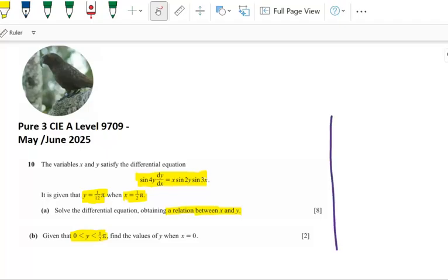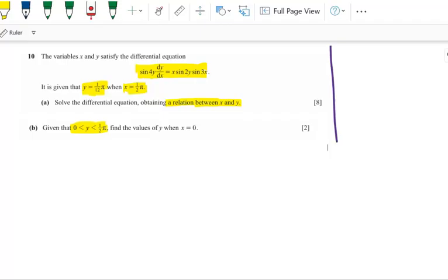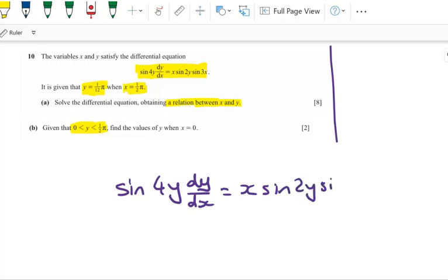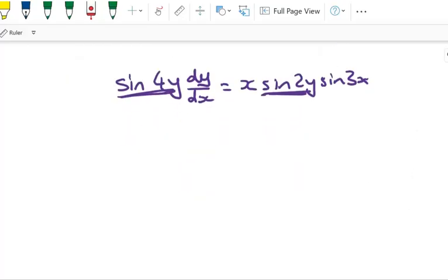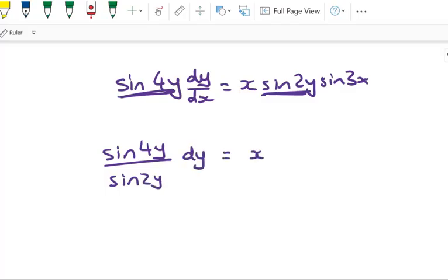Okay, so let's have a look at the DE and just see what we've got to do. All right, so sine of 4y dy by dx is equal to x sine 2y sine 3x. So pretty much as soon as I write it down, I notice that I've got a sine of 4y here and a sine of 2y here. I'm going to separate the variables, but I'm already thinking about a double angle sine thing going on. So we get sine of 4y over sine of 2y dy is equal to x sine of 3x dx. And we're going to integrate both sides.